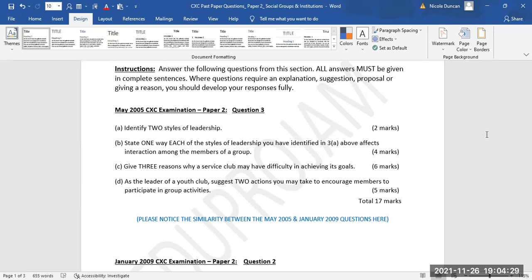So here, when it asks for reasons why a service club may have difficulty in achieving its goal, we are looking towards giving reasons for why the group may not be successful in achieving its goal, or why the group may break up instead of achieving its goal. So one of the things is lack of consensus. If the group members do not agree on what goals they're achieving, or the actions they want to take, or how they want to go about achieving something, the lack of consensus can cause disunity in the group, and that disunity can distract the members from really achieving their goals.